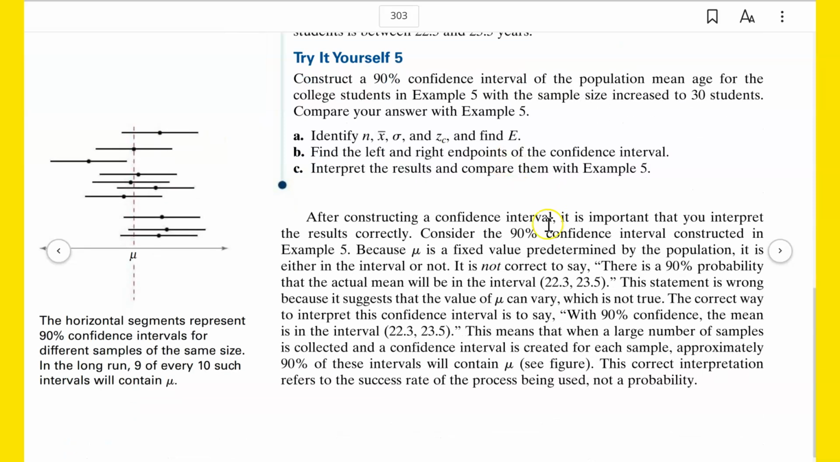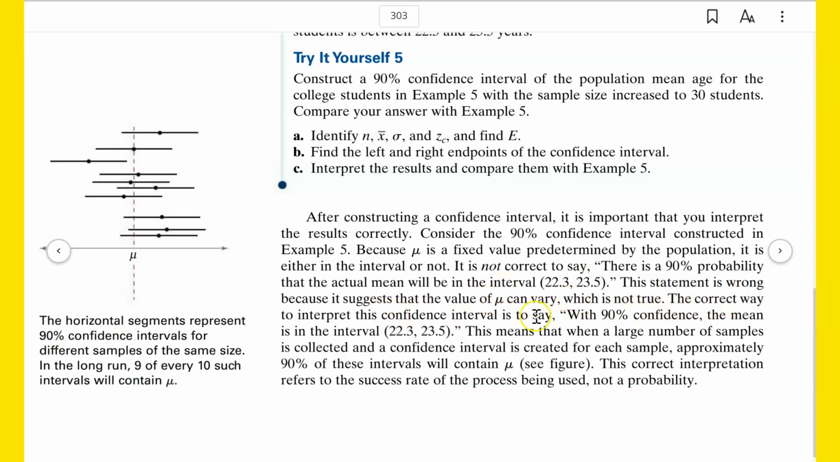After constructing a confidence interval, it is important that you interpret the results correctly. Consider the 90% confidence interval constructed in example 5. Because mu is a fixed value predetermined by the population, it is either in the interval or not. It is not correct to say there's a 90% probability that the actual mean will be in the interval. So if I said that earlier, then I guess I was a little bit off in saying that. But this statement is wrong because it suggests that the value of mu can vary, which is not true.